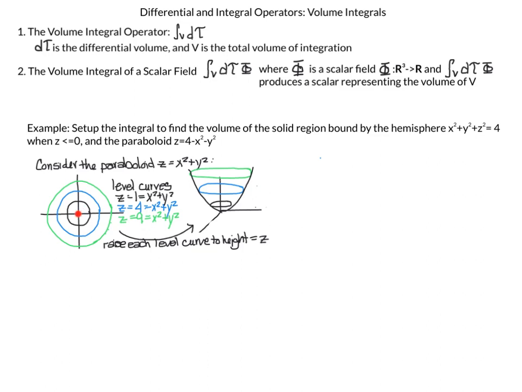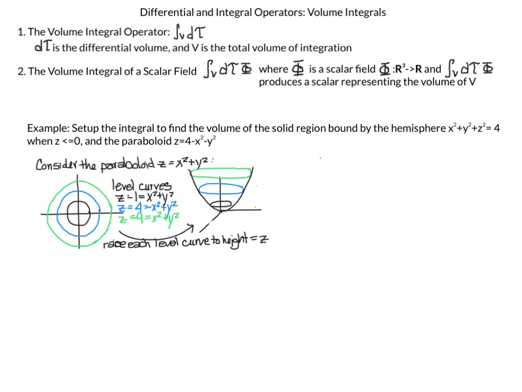So you can think of then raising each of these level curves to the height of z. So when z is 0, we get the singular point. When z is equal to 1, what's happening with this curve is we get this circle of radius 1. When we're at height z equals 4, we get this circle of radius 2, and when we're at height z equals 9, we get this circle of radius 3.